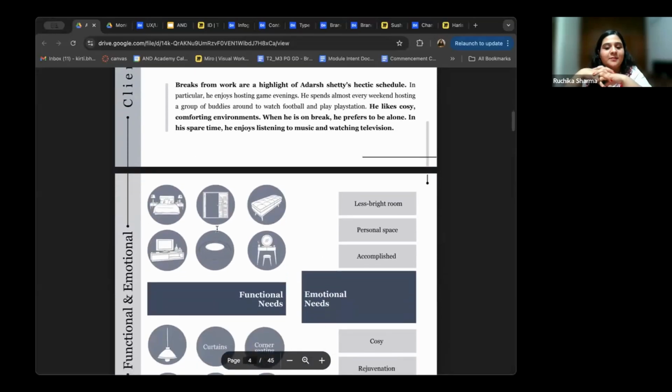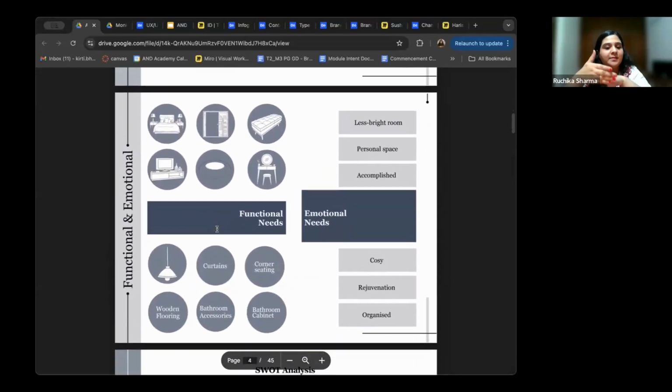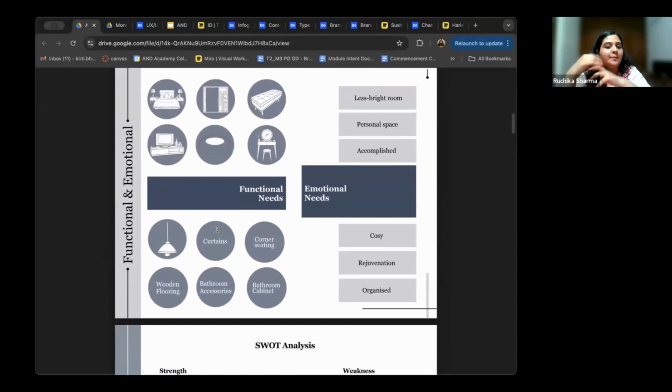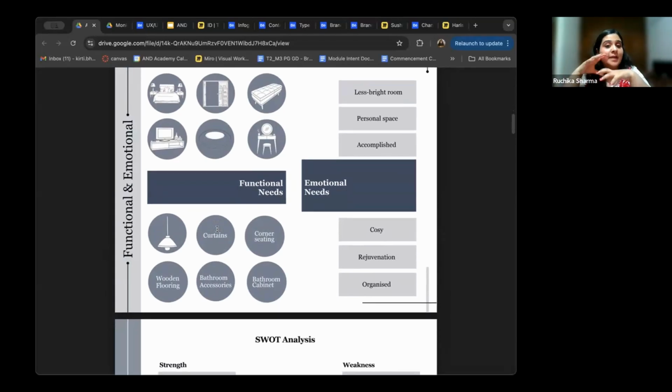Let's go lower. Okay. So here are a few things that the client might have requested: a less bright room. There has to be a lot of personal space. He wants his space to feel like he's an accomplished individual. He wants it to be cozy. He wants it to be naturally rejuvenating. He's coming back from work. He wants to relax, he wants to recline, he wants to maybe watch TV when he's tired. Then it has to be organized also, because he doesn't really have the time to spare to go around organizing his house daily.